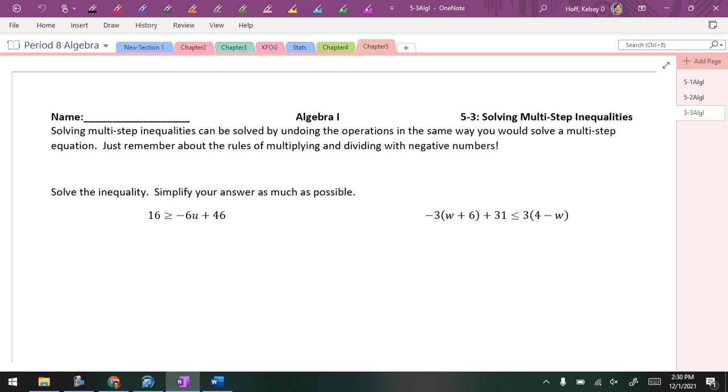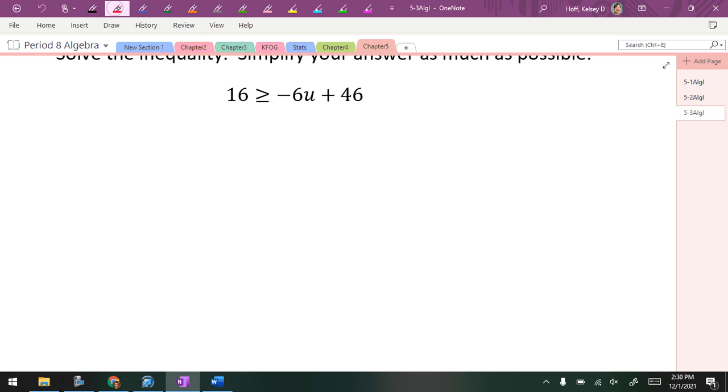Solve the inequality, simplify your answer as much as possible, aka no decimals. Okay, if it needs to be a fraction, that's fine, just reduce it. All right, number one. What should I do first?